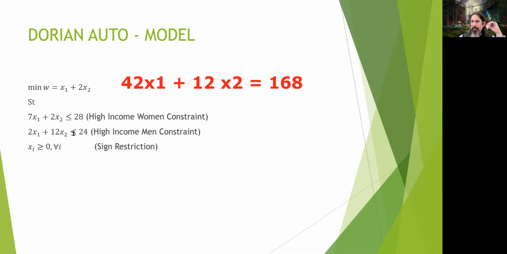12x2'leri sadeleştirmek istiyorum. Yukarıdakinden aşağıdakini çıkarsam ne geliyor? 40x1 eşittir, çünkü binding olarak bakıyorum, noktayı bulmak adına. 144. Değil mi? 40x1 eşittir 144 geldi, işlem hatası yapmıyorsam eğer. O zaman x1'in değerini bulmam gerekiyor. 144 bölü 40, x1'in değeri 3.6'ymış.